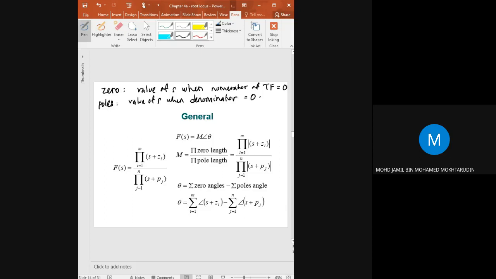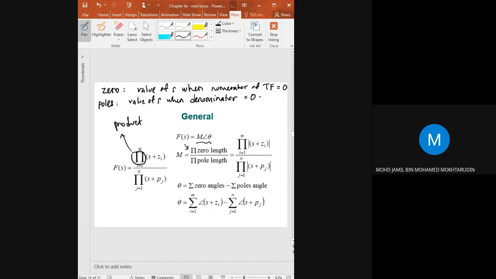So the numerator is made up of the product. So this symbol here is the product. So you can factorize the polynomial to become the product of s plus zeros. So the transfer function equals the product of s plus zeros divided by the product of s plus poles. And you can represent the transfer function F in terms of M angle theta. So to find M, basically you need to find the product of the length of the zeros divided by the product of the length of the poles.